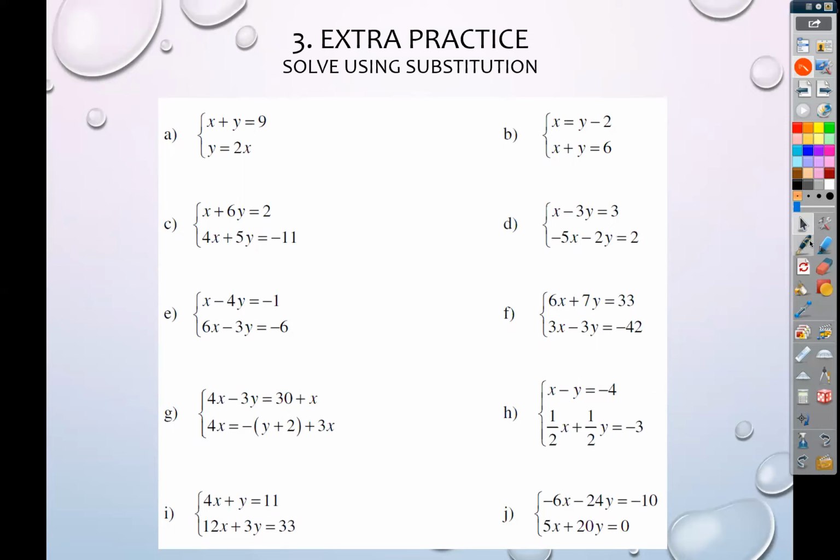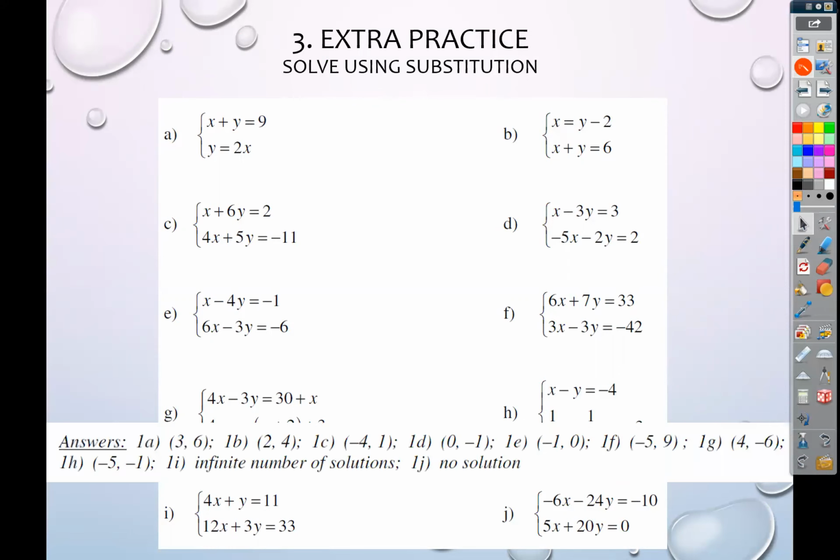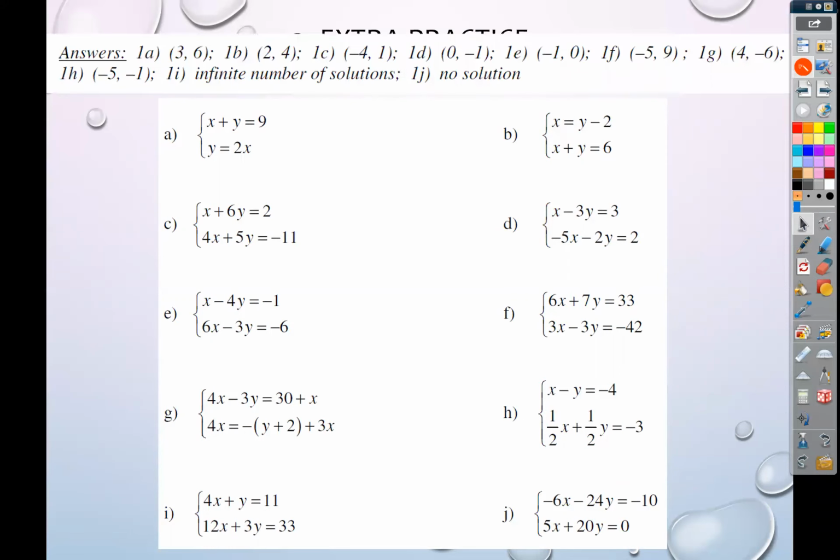I do want to point out one thing real quick before I show you all the answers. On H, you see how there's a lot of fractions? We can get rid of all those fractions by multiplying by 2. So you'd have just x plus y equals -6 as your second equation. That would be a lot easier. Okay, so there are your answers.